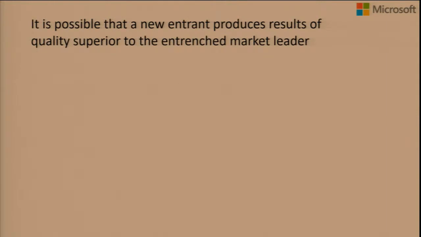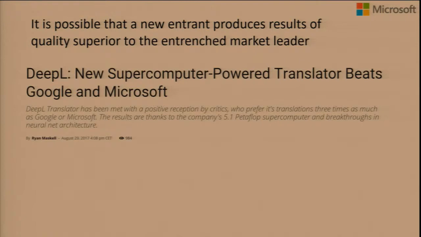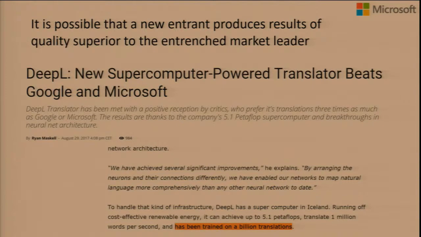So it is still possible that a new entrant to the market can produce better results than a well-established market leader. For example, in August this year, DeepL, a startup company, claimed that its translator beats both Google and Microsoft. So they use a supercomputer, and they use a very large scale of training data. For example, a billion bilingual sentence pairs. Currently, those big companies may use tens or hundreds of millions of sentence pairs. Therefore, you can see even a startup company can collect data that is maybe an order of magnitude larger than the big companies. Then how about search?